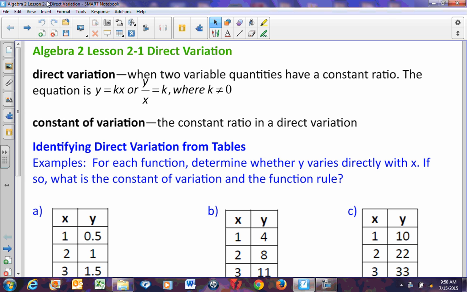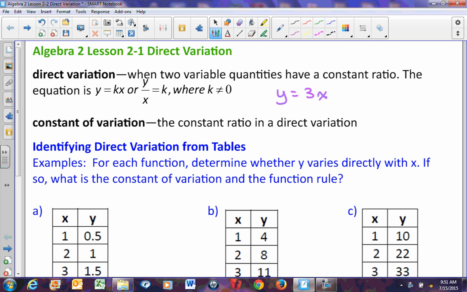For example, if I had the equation y equals 3x, my constant of variation would be 3, which means no matter what I put in for x, y will be 3 times whatever x is, because that's the direct variation.